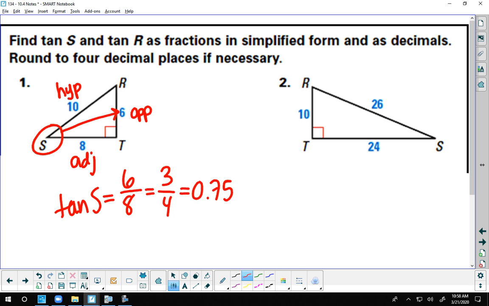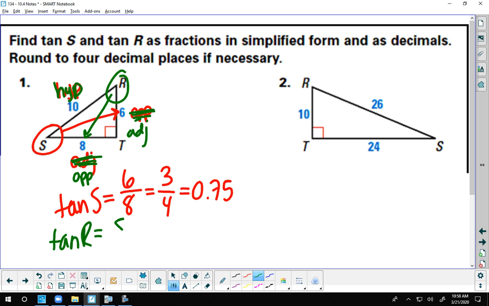As a decimal, that's 0.75. Okay. Now let's look at angle R. So this is still the hypotenuse, but now this is our opposite side because it's across from, and this is the adjacent side. So the tangent of angle R is now, let's see, opposite is 8, adjacent is 6. And you'll be like, wait, Miss Kinsel, that's just flipped. Yes, it is. Okay, so the tangent of our two acute angles, R and S, are just flipped. So 4/3 is 1.3333 repeating.